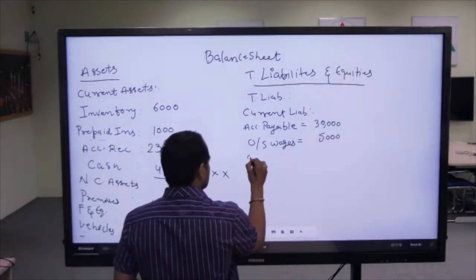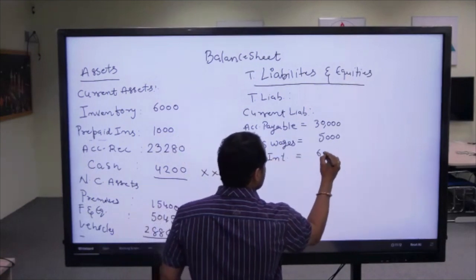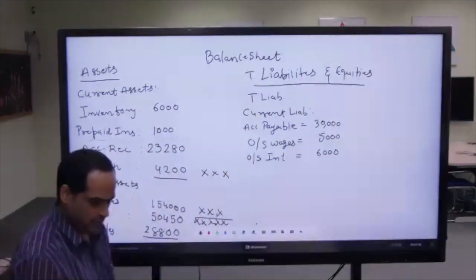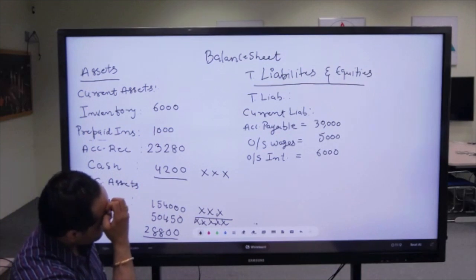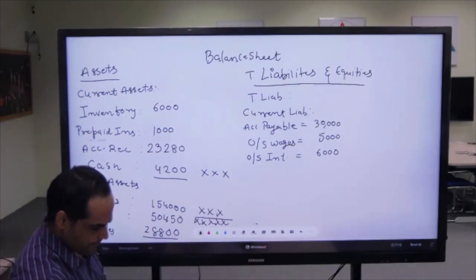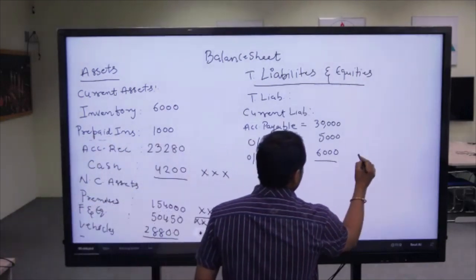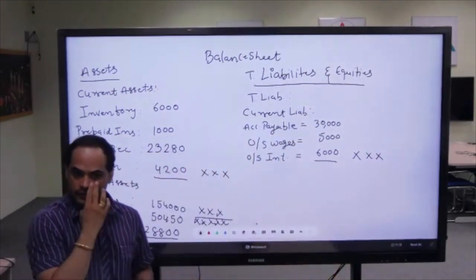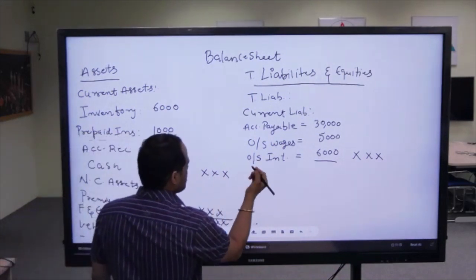Outstanding interest, 6,000. What else? What is next? Anything else in your current liability? I think that's all. That's all for current liability, right? So we got the balance here for current liability. Now we move on to the non-current liability, fixed liability.